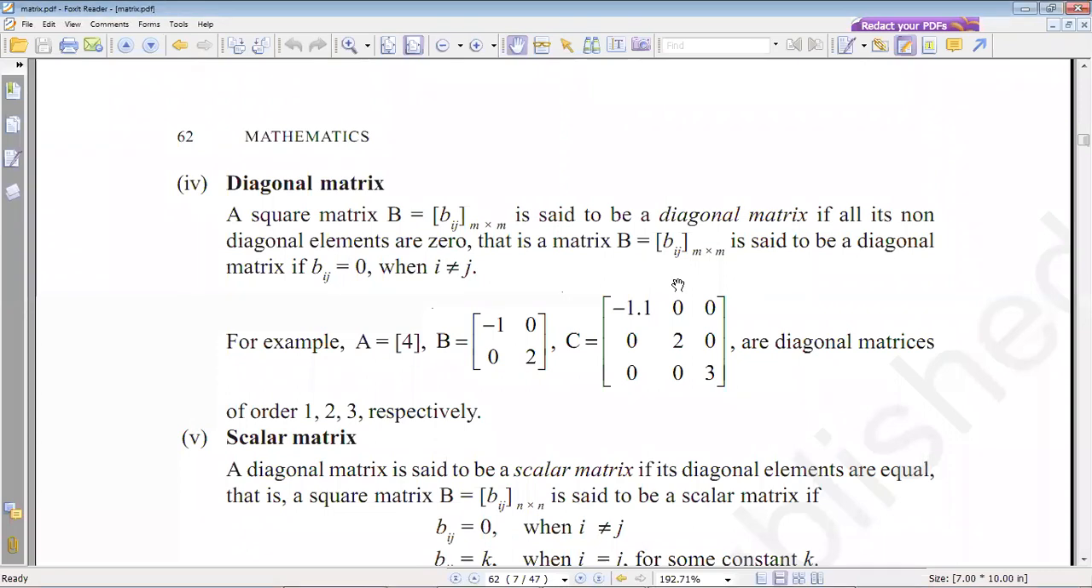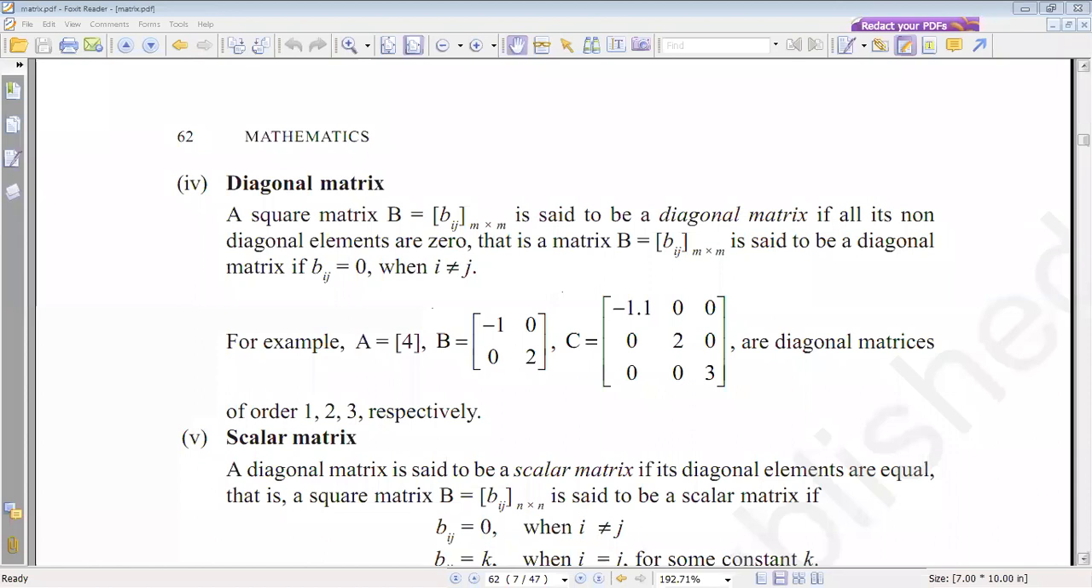Clear? So here, any elements of this diagonal may also be 0, there is no problem. But all the elements except the diagonal must be equal to 0. Then these are called diagonal matrix. So this is a diagonal matrix.